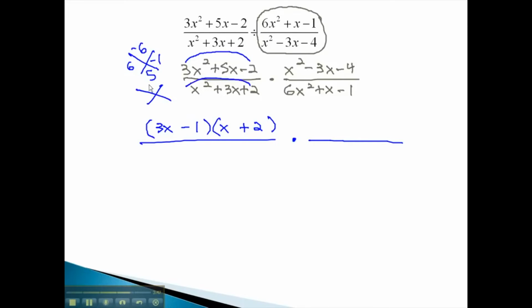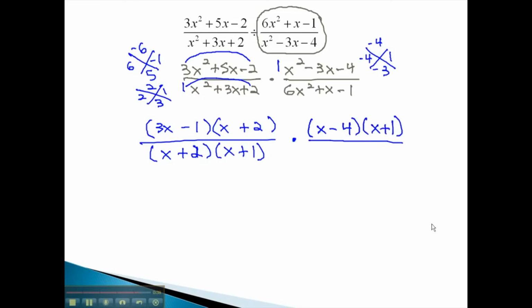In the denominator, we're multiplying to 2 and adding to 3. This is 2 times 1. With a 1 in front of x squared, that tells us the factors are x plus 2 times x plus 1. On the right side, in the numerator, we're multiplying to negative 4 and adding to negative 3. This will be negative 4 and positive 1. Because of the 1 in front of the x squared, we can factor it to x minus 4, x plus 1.